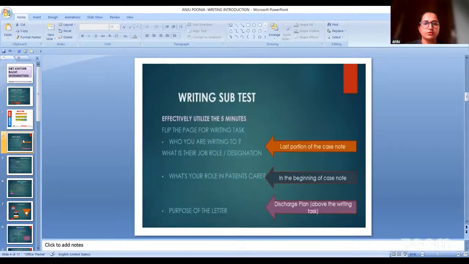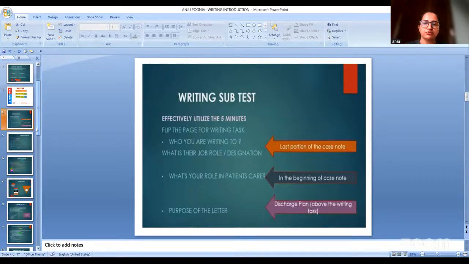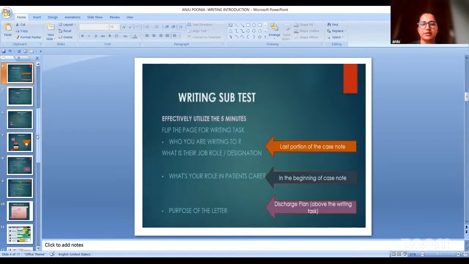So flip the page for the writing task. Firstly, if somebody goes through the exam pattern, we directly go to the task. It's a writing task, and based on that it's very crucial for writing. So who are we writing to and what is their job title? When we are writing to someone, who is that person? Firstly, we need to focus on that. It's the last portion of the case notes. And what is your role in patient care?